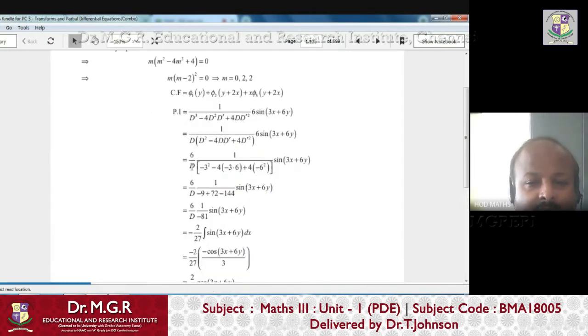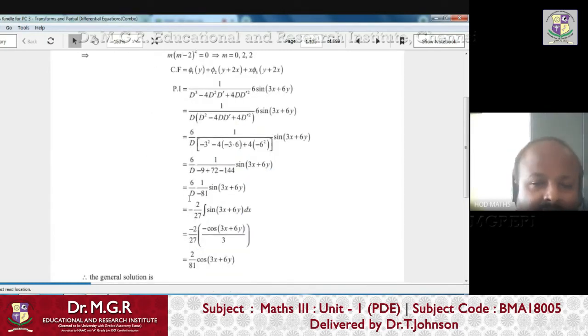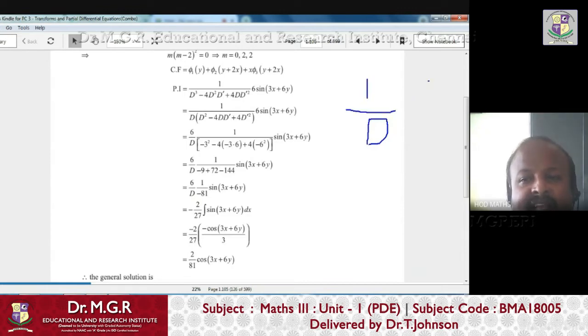But this is not the end of the problem, right? Because the D is in the denominator. What to do? Now you have to understand one simple thing. Since D is called the derivative, then 1 by D can be called the integral operator. If D is called the derivative operator with respect to x, then 1 by D is called the integral operator with respect to dx, right?